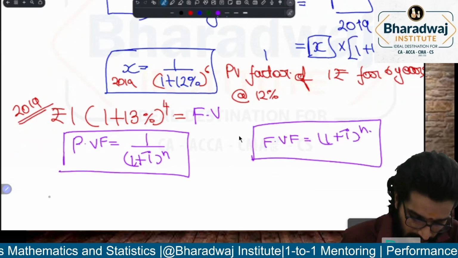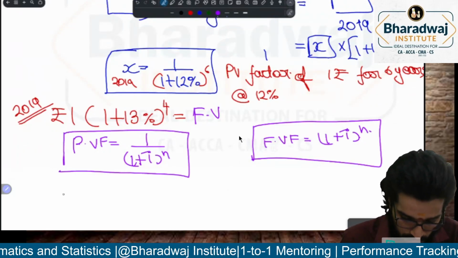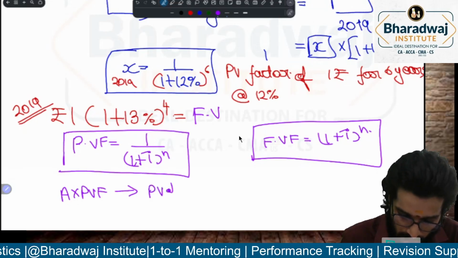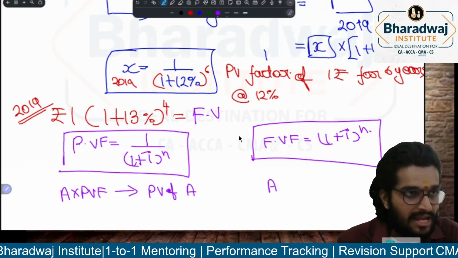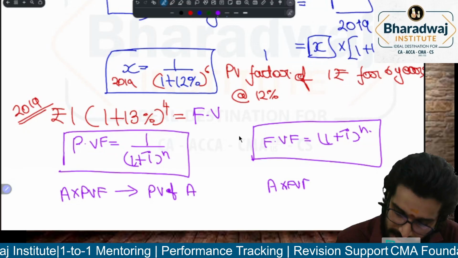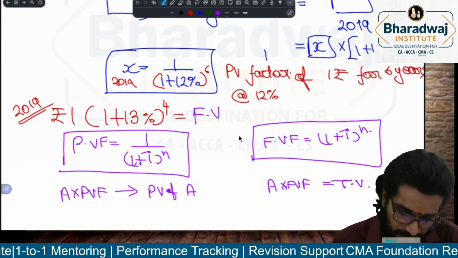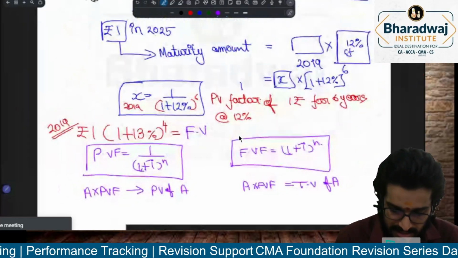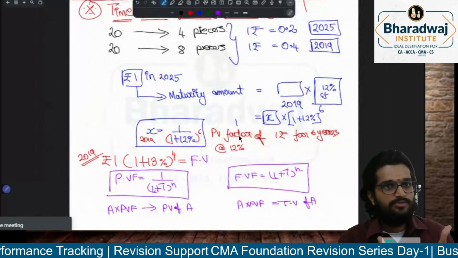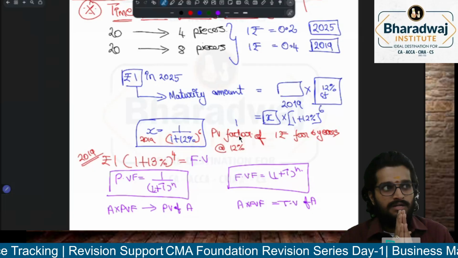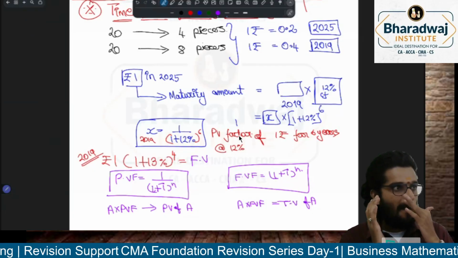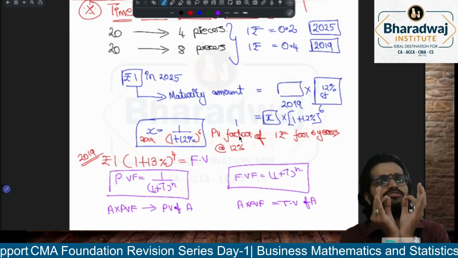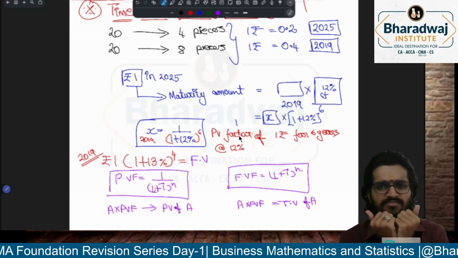If you multiply any amount by the present value factor, you will get the present value of that amount. If you multiply any amount or any principal value by the future value factor, you will get the terminal value or future value of that amount. Clear? I repeat, this time value, this compounding factor, present value factor, future value factor, whatever name you call, in general we call it the discounting factor. Present value discounting factor, future value discounting factor, all these come from compound interest. This is the most important one in your intermediate, in your final, even after that.